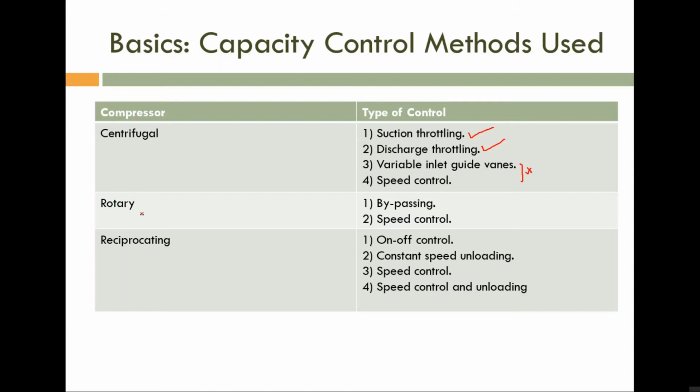Then in a rotary compressor, you can see two different controllers: bypassing or speed control. And in a reciprocating compressor, normally four different types: on-off control, constant speed unloading, speed control, and unloading. So we are discussing these two, along with surge control and anti-surge control. Surge and anti-surge are related to the stability of the compressor, which we can see later.